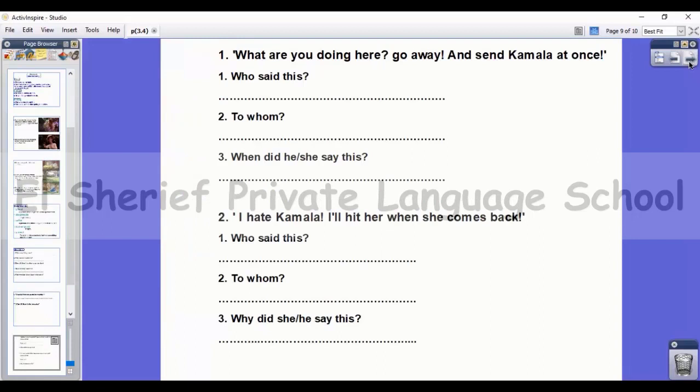Question number 1. This is a quotation, okay? Someone said this sentence to another one. "What are you doing here? Go away and send Kamala at once." What do you think? Who said this? Yes, it's Mary. And to whom? Can you remember? Yes, the servant next to her bed. And when did she say this? When she woke up and she didn't find Kamala.